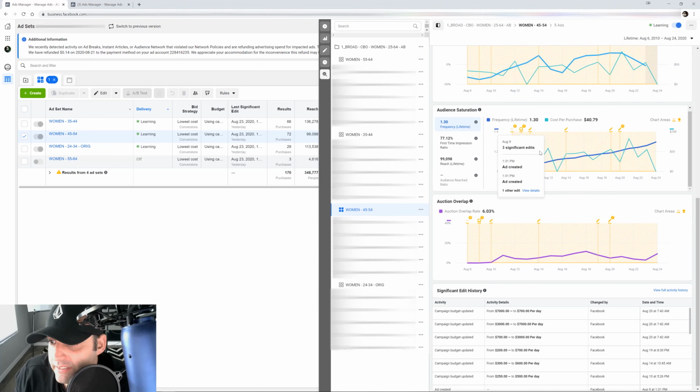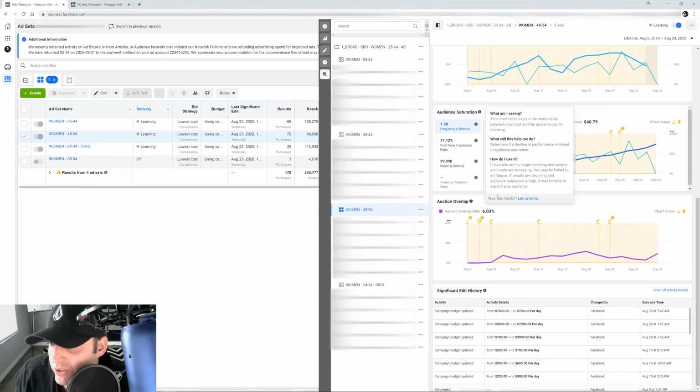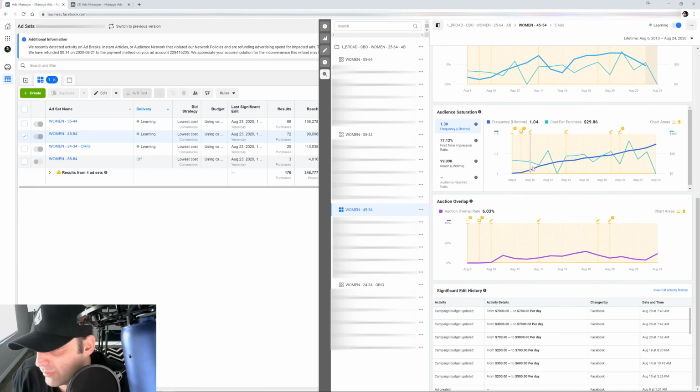The other cool thing that you can see here is it shows you all the edits that you have made to that particular ad set, so you can compare to the results after you mess with the ad. So for example, 3 significant edits, I created new ads, right? So it went up, then my cost per purchase went up, and then it dropped, which is crazy. It shouldn't be sudden like that. All of these charts should be going straight, equally.